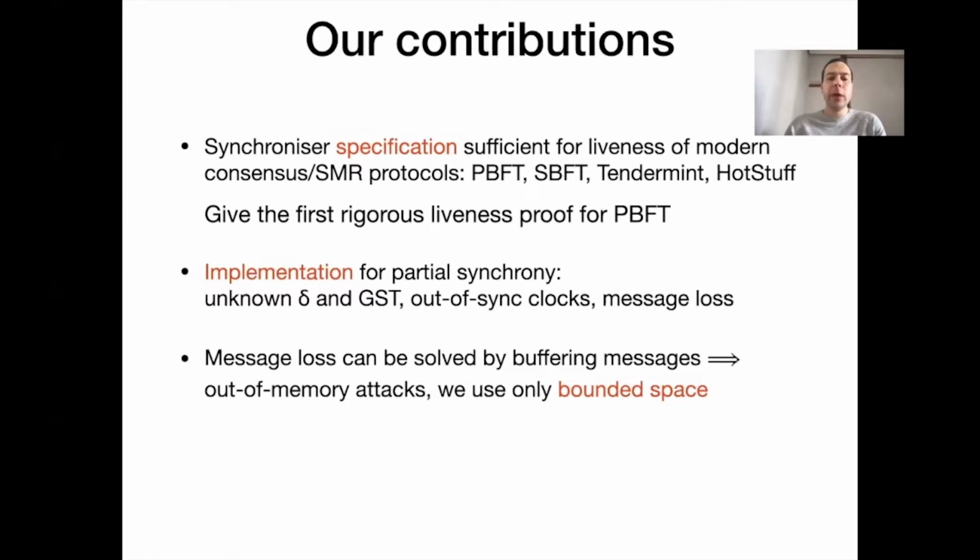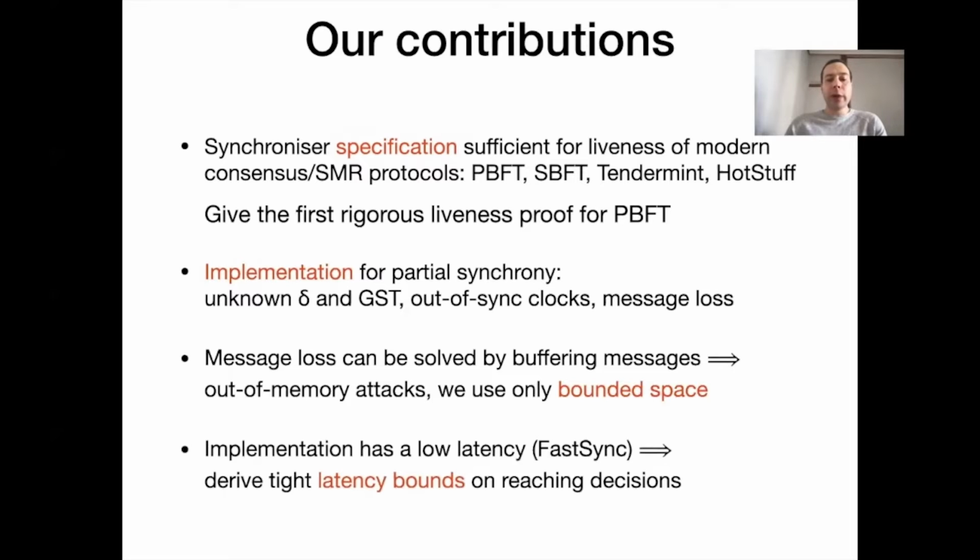Now, out of this list, the most interesting point is message loss. You can think that this is a trivial problem because you can just deal with message loss by buffering messages and resending them. But unfortunately, this will require unbounded space and will make your system prone to out-of-memory attacks. In contrast, our synchronizer uses bounded space. It also has a low latency. For this reason, we call it Fast Sync. And we can actually derive tight latency bounds on reaching decisions, so proving not just that consensus or state machine replication protocols eventually reach a decision, but quantifying how fast this happens.